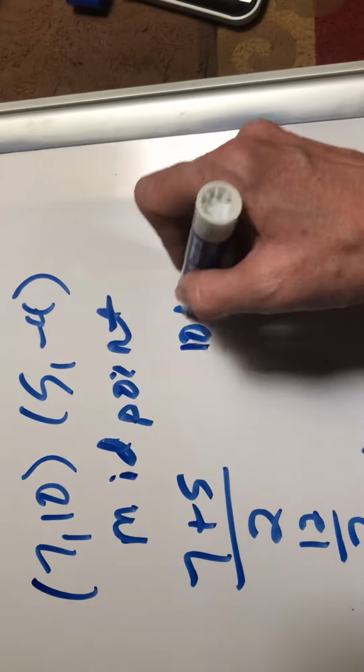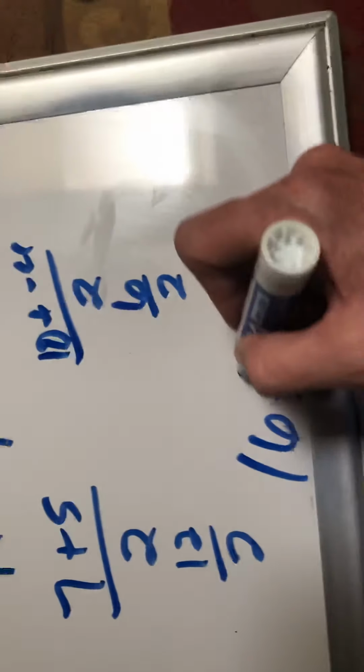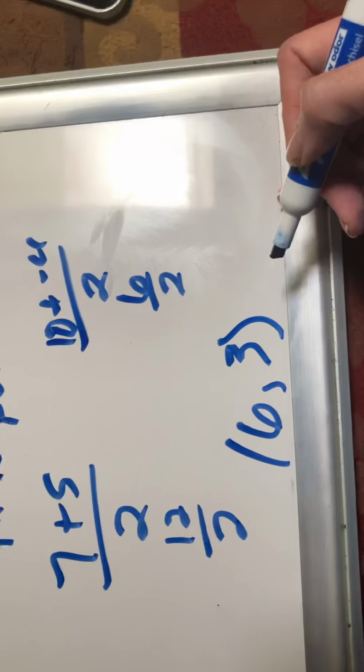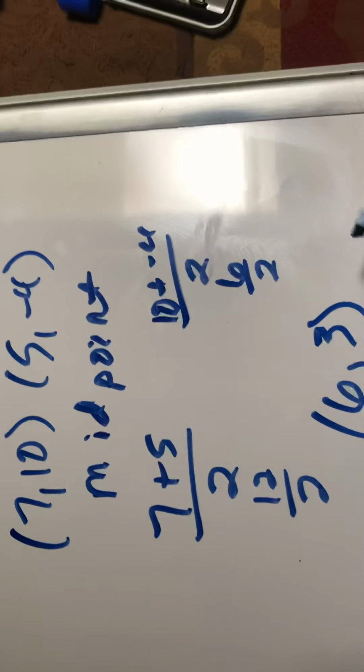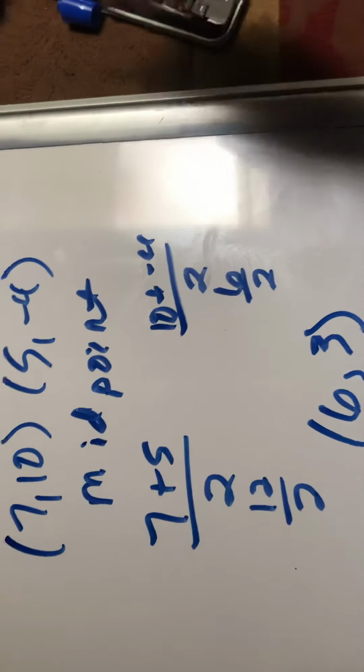And then 10 plus -4 divided by 2. So that'd be 6 divided by 2, which is 3. So your midpoint is 6, 3. You just add the x's and divide by 2 and add the y's and divide by 2. That's all you do on midpoint. Okay.